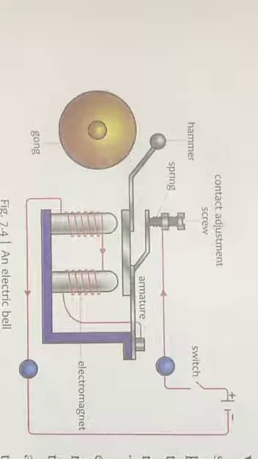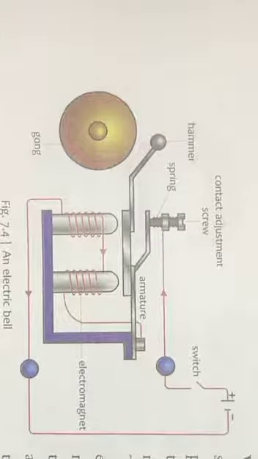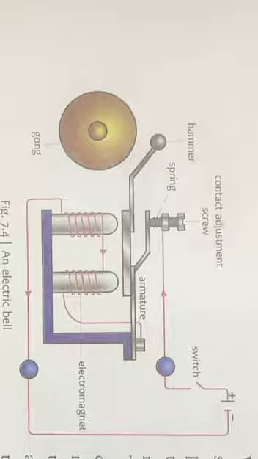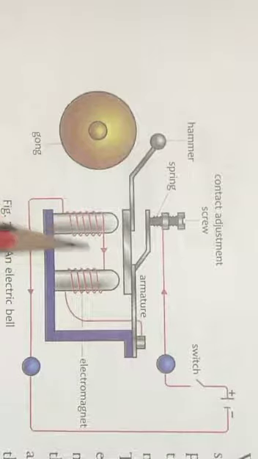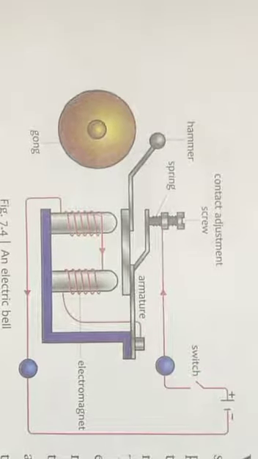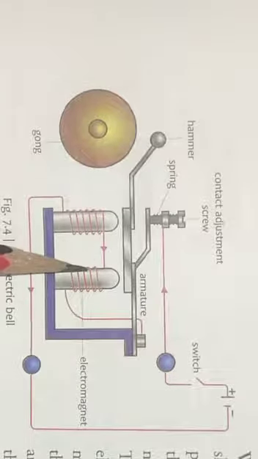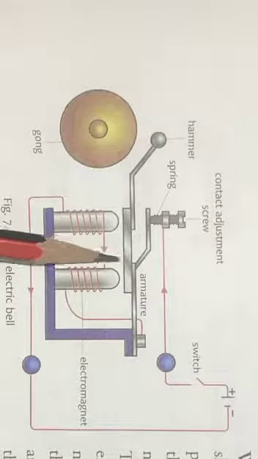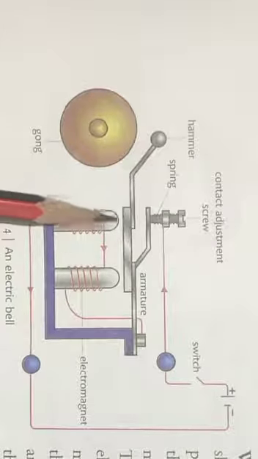Now what happens when the switch is pressed? Here you can see this is the switch. When the switch is pressed, the current starts flowing to the electromagnet. When the current starts flowing, this iron core gets magnetized. And when the iron core gets magnetized, it attracts the armature.